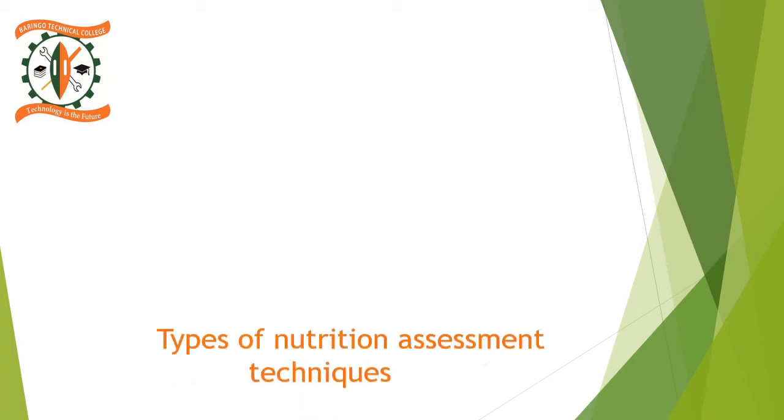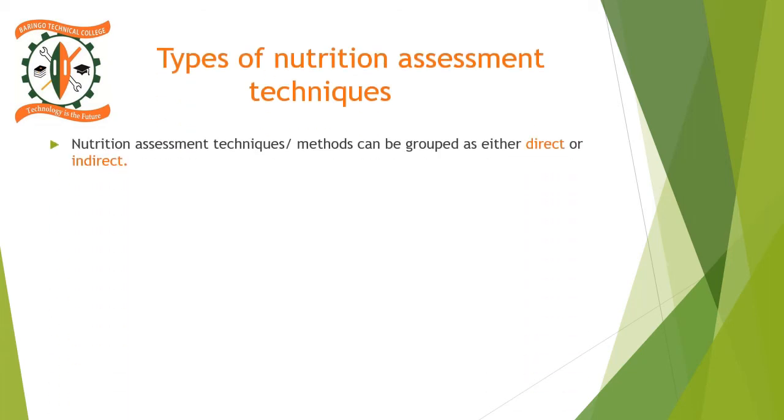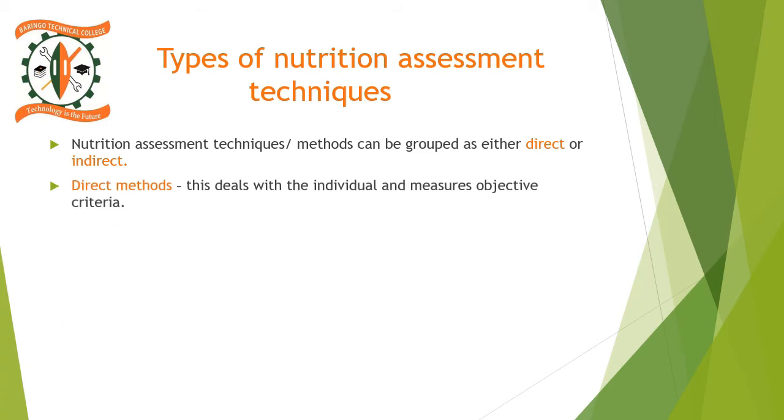Let us now look at the types of nutrition assessment techniques. Nutrition assessment techniques or methods can be grouped as either direct or indirect. Direct methods deal with individuals and measure objective criteria. They include the following. One: anthropometric assessment, which is the assessment of body dimensions like weight or height. The second one is biochemical assessment, where we assess body components like the blood to determine the nutritional status of an individual or a nutrition-related condition.